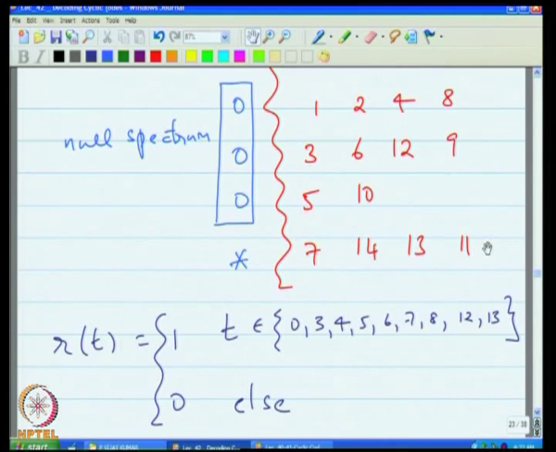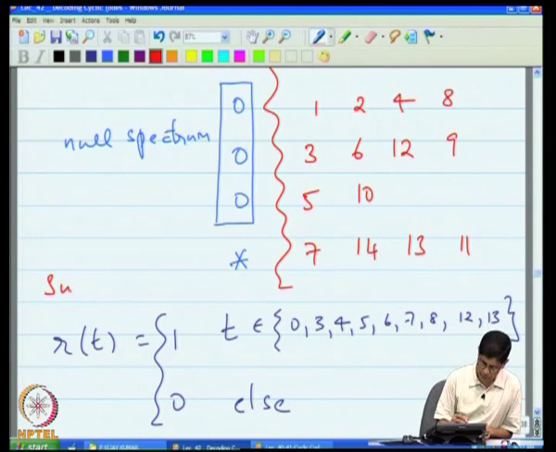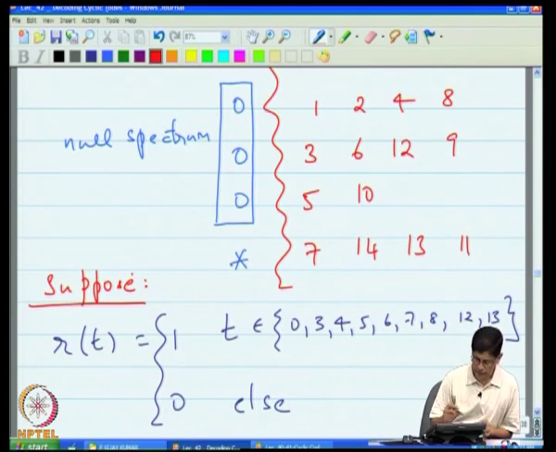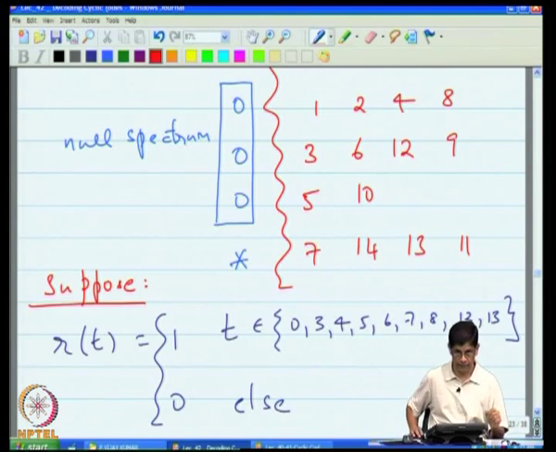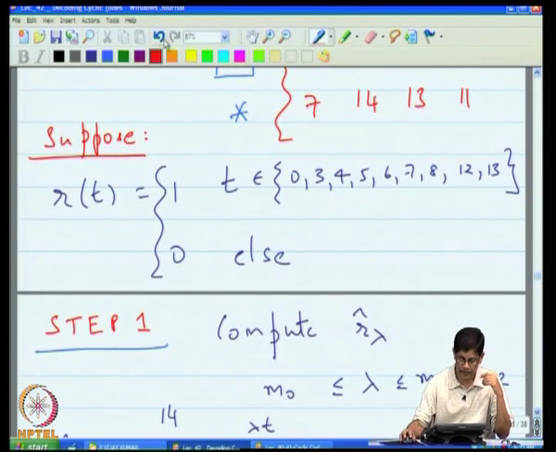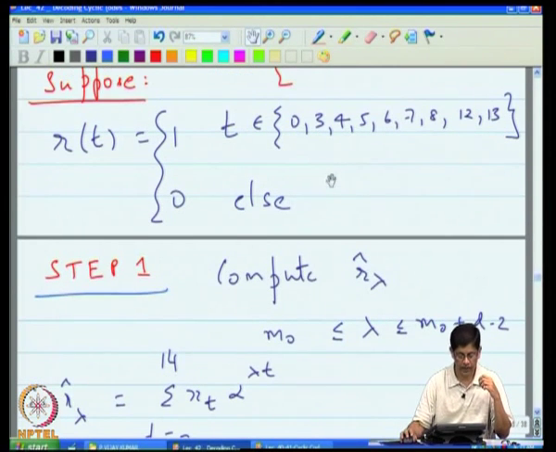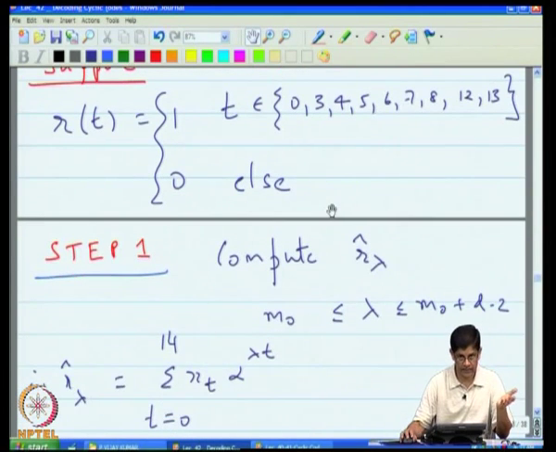Now, we want to consider an example of decoding. Okay. So, in this example, let us say in a certain instance there was a transmitted code word, and let us say there was an error sequence which corrupted the transmitted code word. Suppose the received vector was 1 for t lying in this set 0, 3, 4, 5, 6, 7, 8, 12 and 13, and it was 0 otherwise. Now, we want to actually carry out decoding.